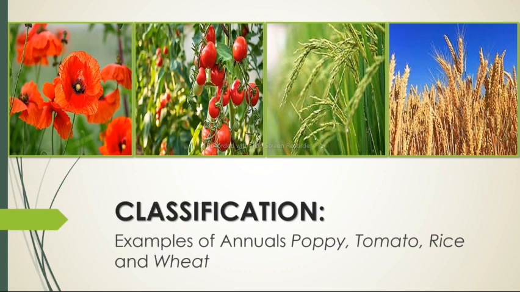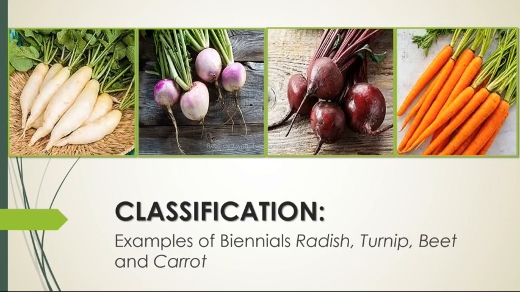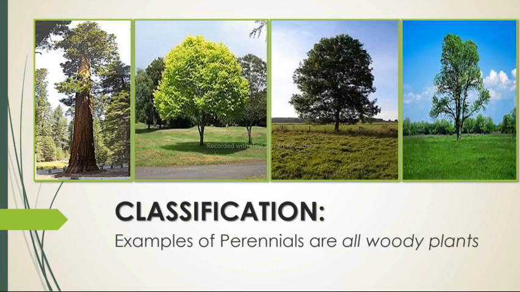So classification includes the examples of annuals, poppy, tomato, rice, and wheat. These are the examples of the annuals as shown in the figure. Classification also includes the examples of the biennials, which includes the radish, turnip, beet, and carrot, as shown in the figure. Classification also includes the examples of the perennials, which includes all woody plants, as shown in the figure.